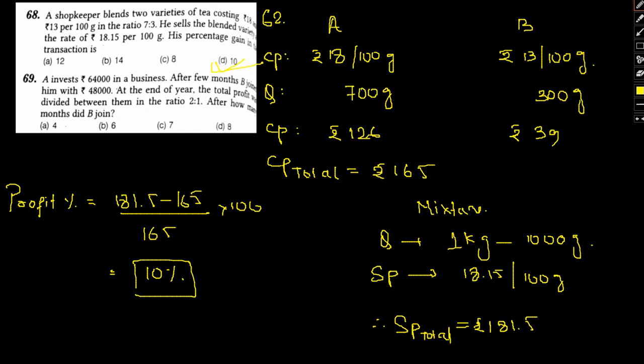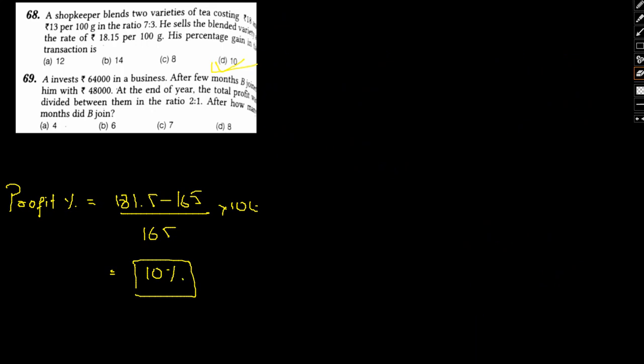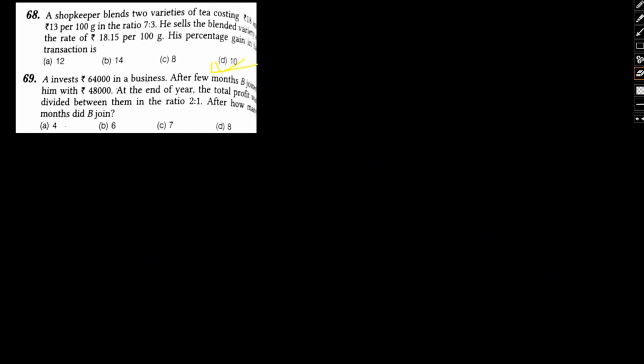Now let's move on to the next question, number 69. A invests 64,000 in a business. After a few months, B joined him with 48,000. At the end of the year, the profit between A and B was in the ratio 2 is to 1. How many months did B join? Okay, so we have A, we have B. Investment of A is 64,000 and investment of B is 48,000.